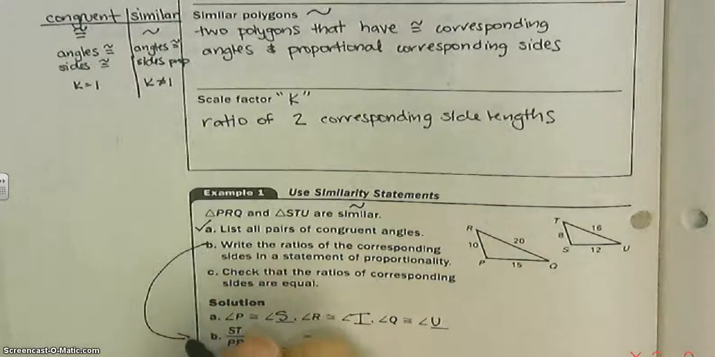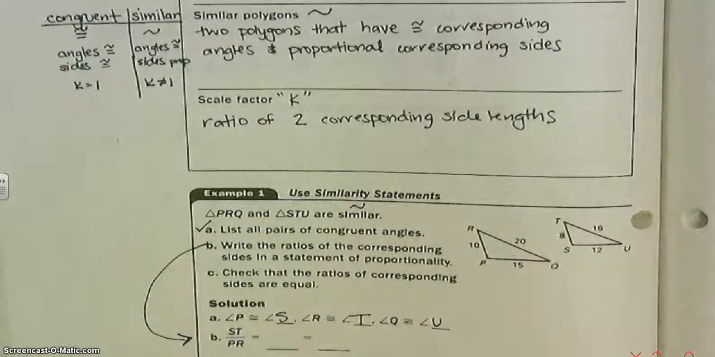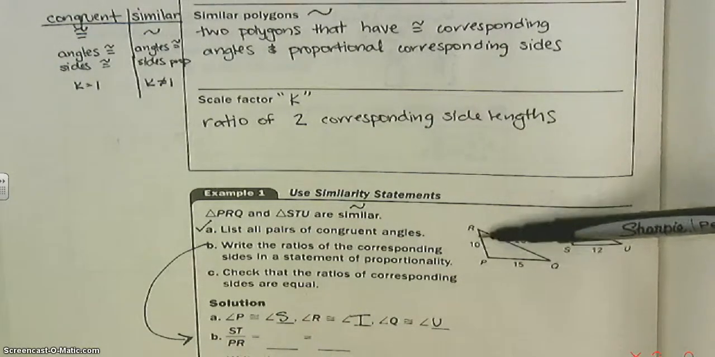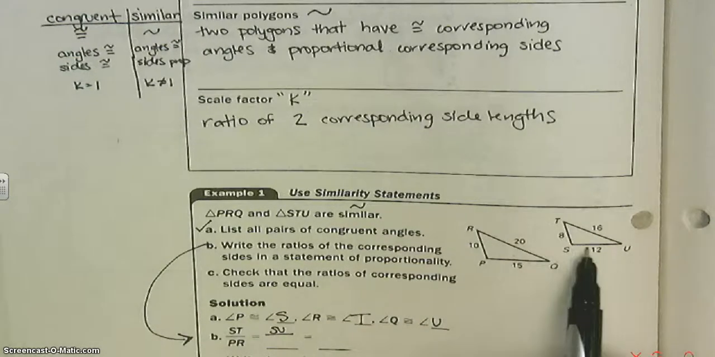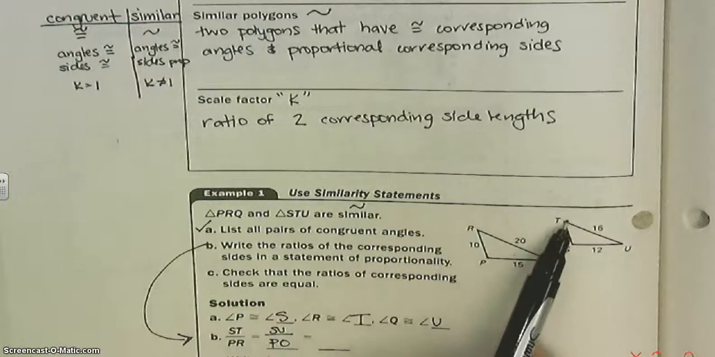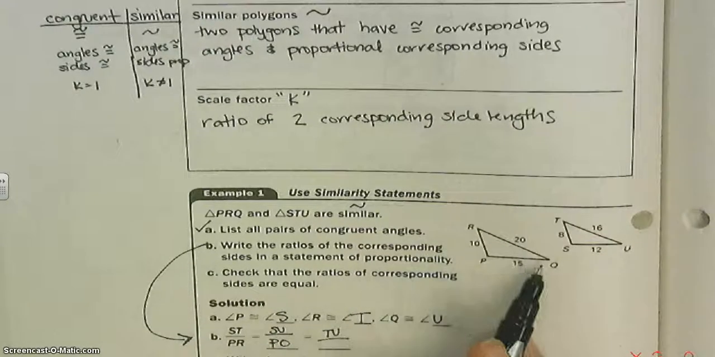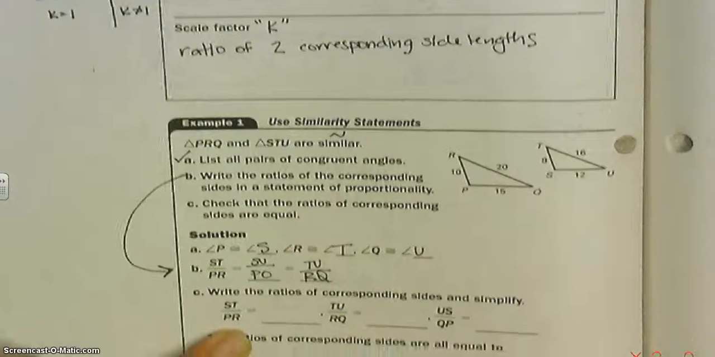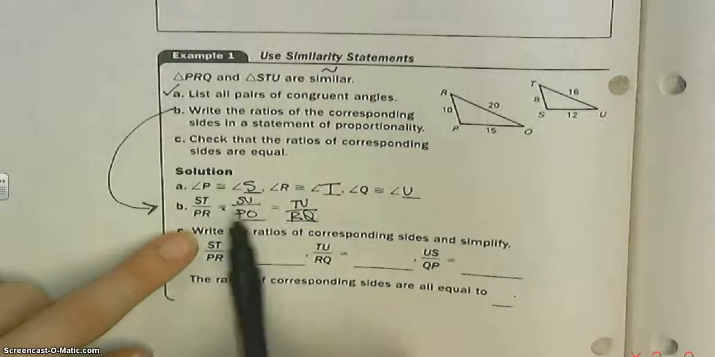Now we need to write the ratios of the corresponding sides in a statement of proportionality. What in the world does that mean? Well, since the sides are proportional, we can write proportions. So we could put ST over PR, or we could put SU over PQ, or TU over RQ. These are the proportions that we could write. Now it wants us to check to make sure all these are equal. Because look, we said they're equal. Here's our equal signs, but we need to check.